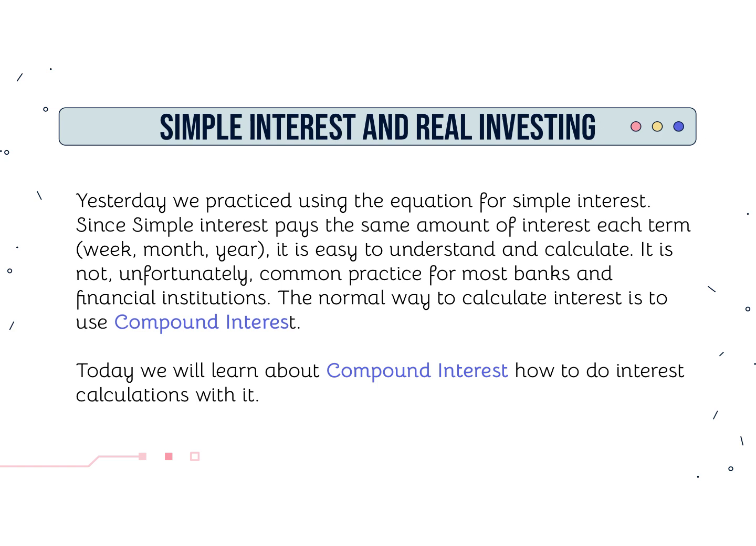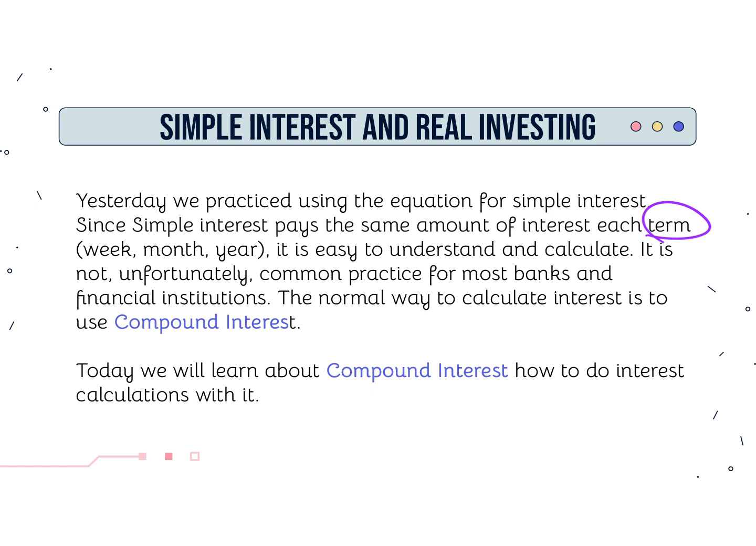So yesterday we practiced using that equation for simple interest, which we just did. Again, like I said before, simple interest pays the exact same amount of interest each term. A term could be anything: days, months, weeks, semi-annual, whatever it is. It's easy to understand, it's easy to calculate. It's just not easy to make a lot of money.